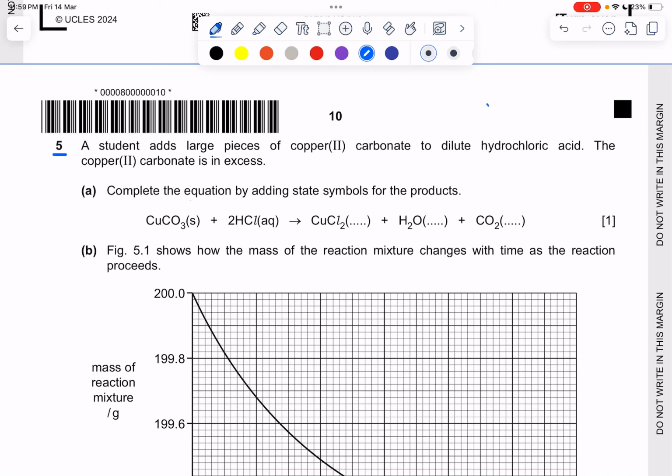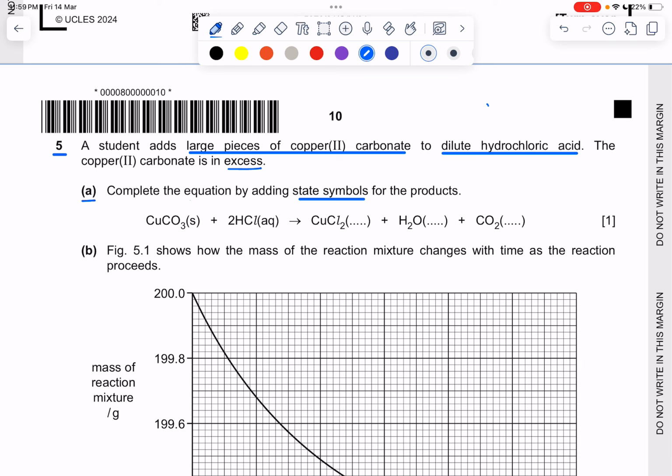Question 5. A student adds large pieces of copper(II) carbonate to dilute hydrochloric acid. The copper(II) carbonate is in excess. Part A. Complete the equation by adding the state symbols for the products.